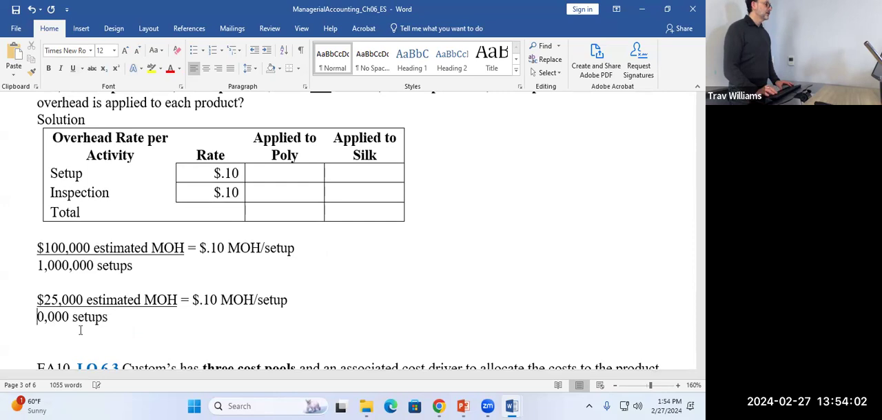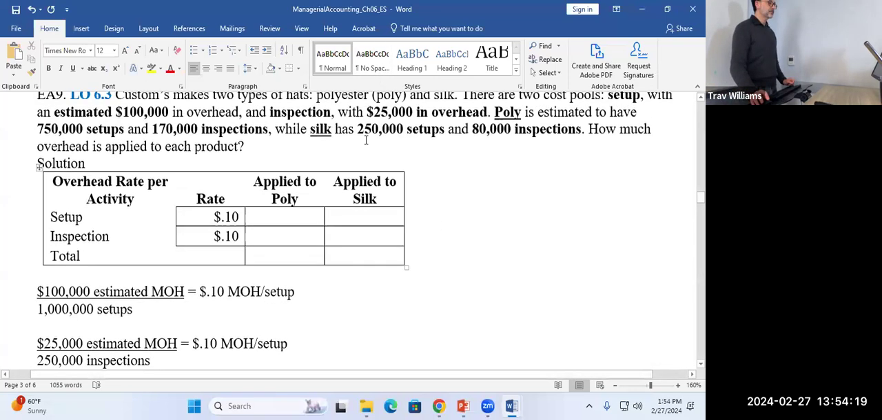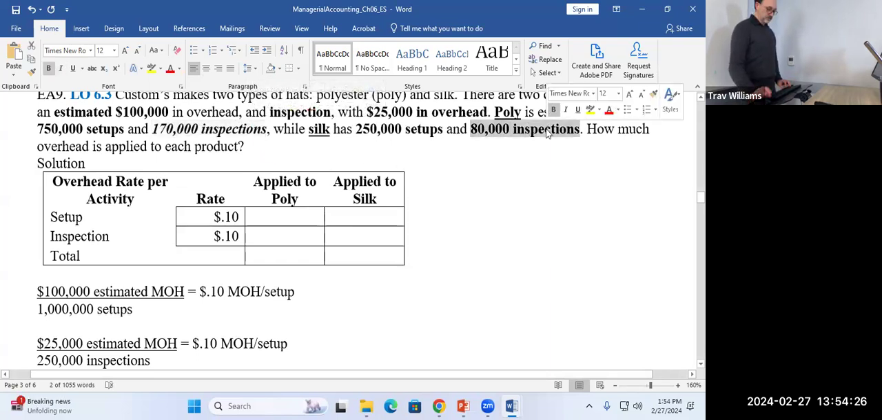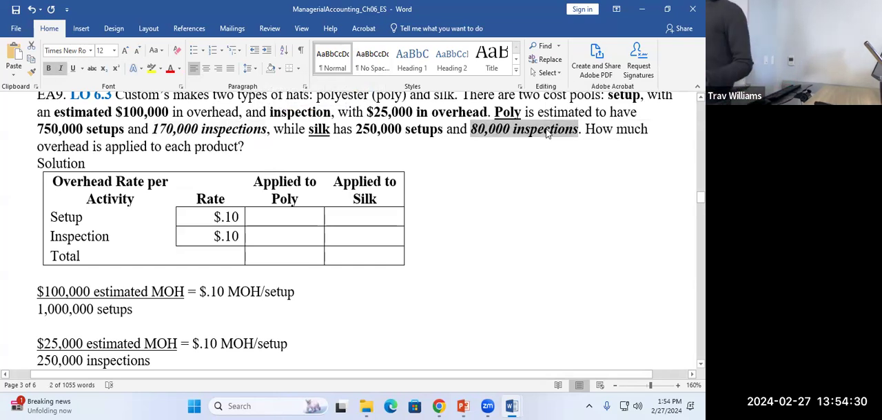25,000 dollars divided by 250,000 inspections. Inspections, there we go. Also comes out to 10 cents. And that 250,000 is 170,000 inspections plus 80,000 inspections. So that's the thing to remember. You need the total activity for all the products combined.